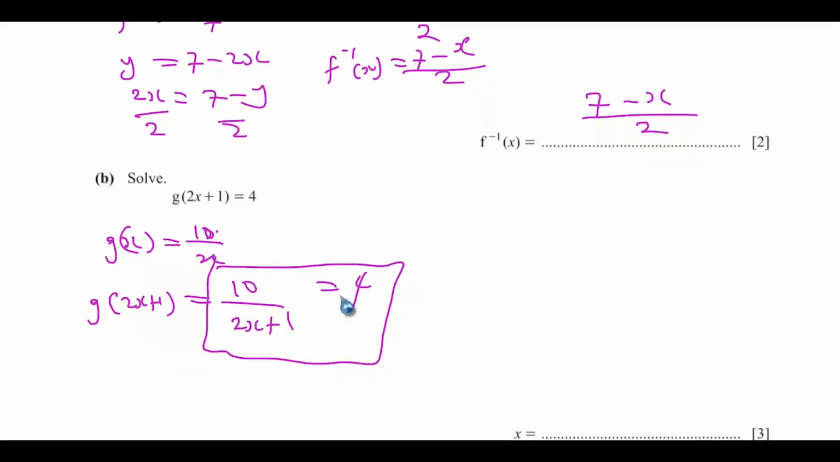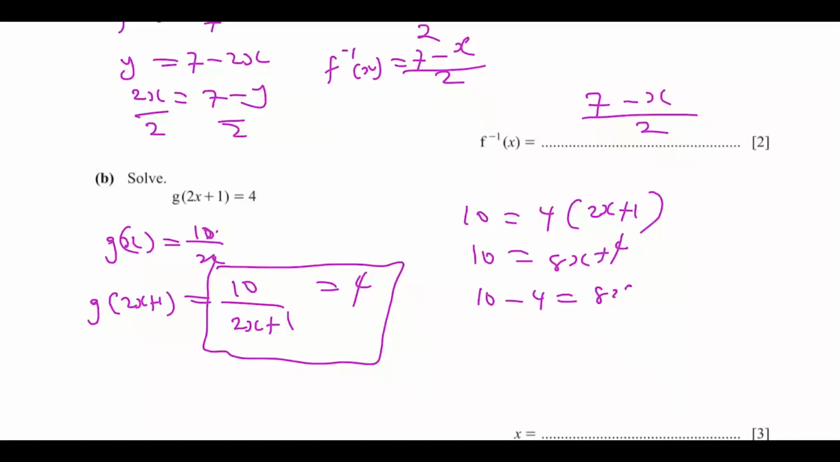So that will leave us with 10 equals 4 into 2x plus 1. So let's expand the bracket. This will be 8x plus 4. If you collect like terms, you have 10 minus 4 equals 8x. This will be 6 equals 8x.